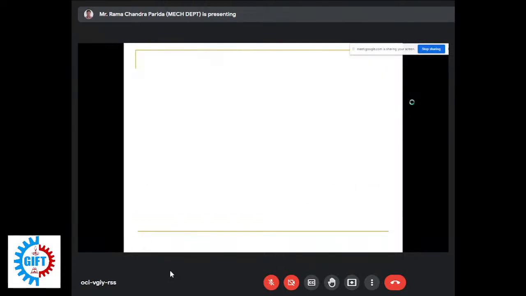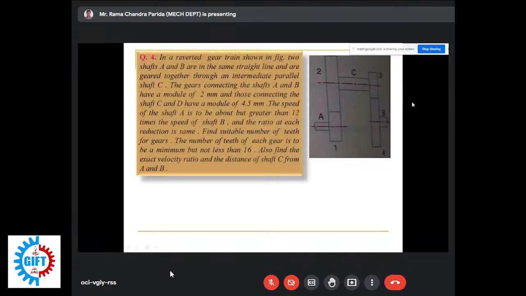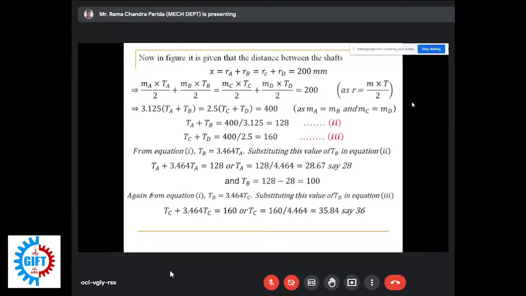So what happens in this is also a reverted gear. You remember, another is a reverted gear train, if the axis of the first and the last wheel of compound gear coincide.